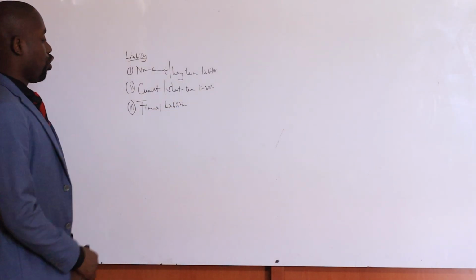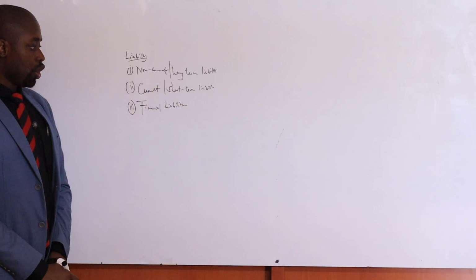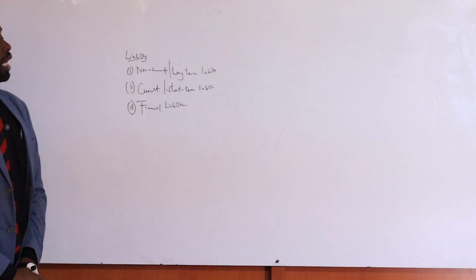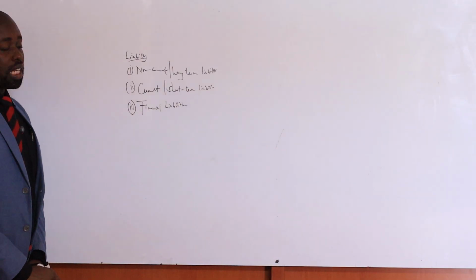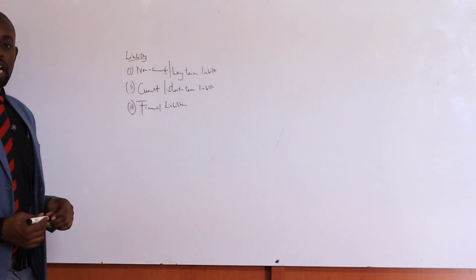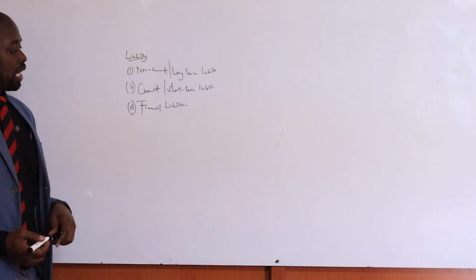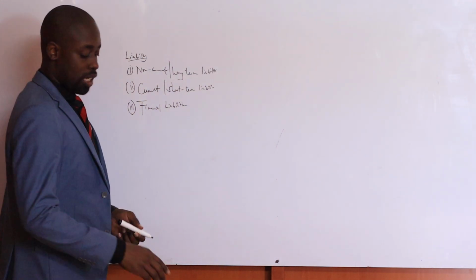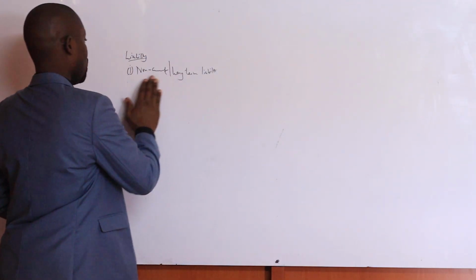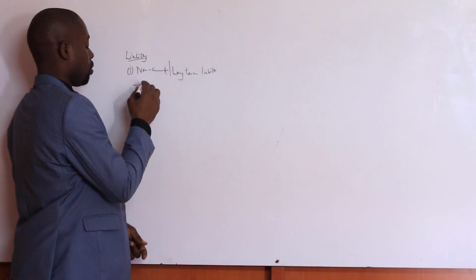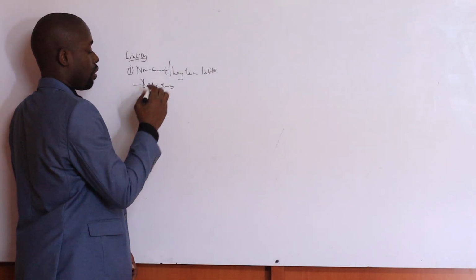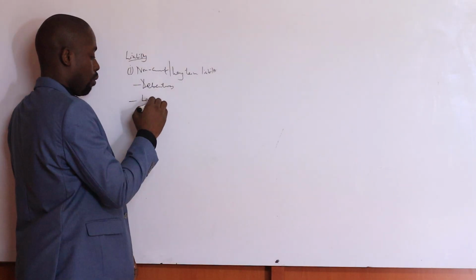So let me define each one of them as I give examples of each for you to be able to understand. Non-current liabilities or long-term liabilities are those that the firm is required to settle over a long period of time. Examples of long-term liabilities are one, debentures. Number two, long-term loans.